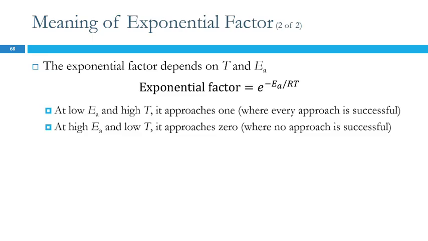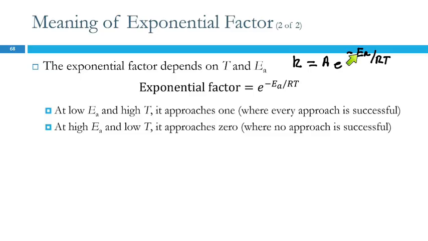Mrs. K? Yeah. So that's just A times e to the negative EA over RT. This here is the exponential factor. Yeah, so the whole Arrhenius equation is A times this. So that's the frequency factor, and this is the exponential factor.